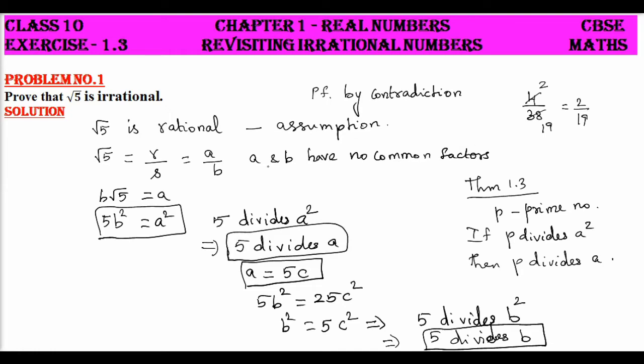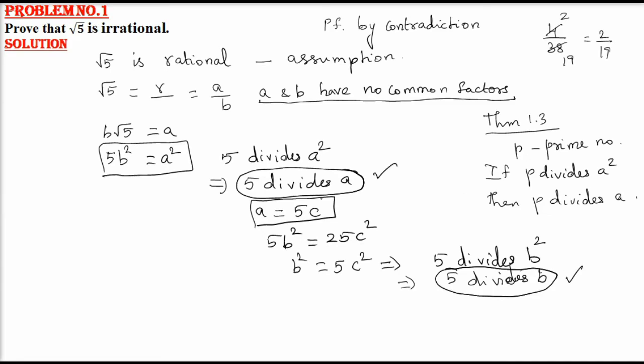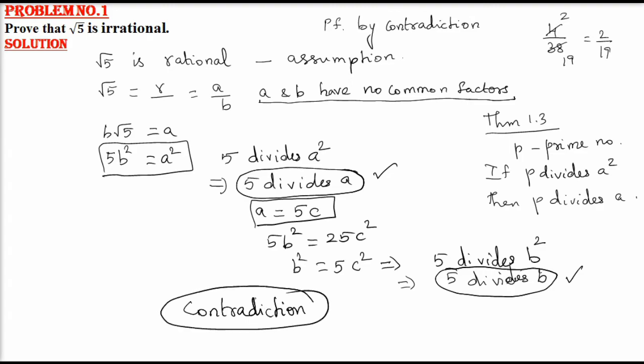Is it possible? No, because I have written a and b with no common factors. But now I have got 5 to be a common factor of both a and b, which is a contradiction, which is not possible. Now why did this contradiction arrive? It all arrived because of my assumption that root 5 is a rational number. So now I realize that my assumption is wrong. Hence I conclude root 5 is irrational.